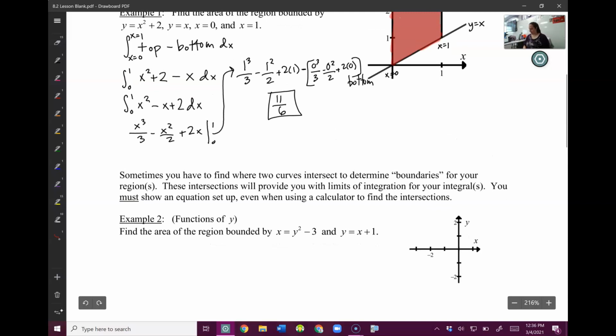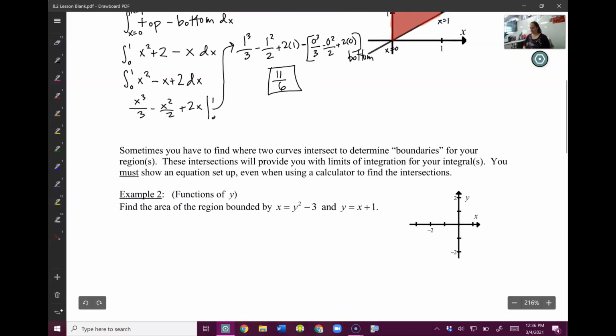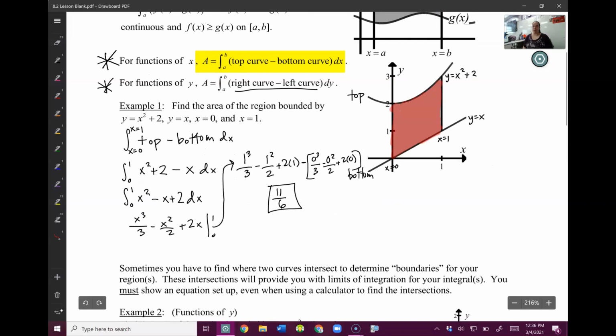So in the next video, we're going to try an example that would be in terms of y, and talk about how being in terms of y can be different than being in terms of x, which is what we just did.